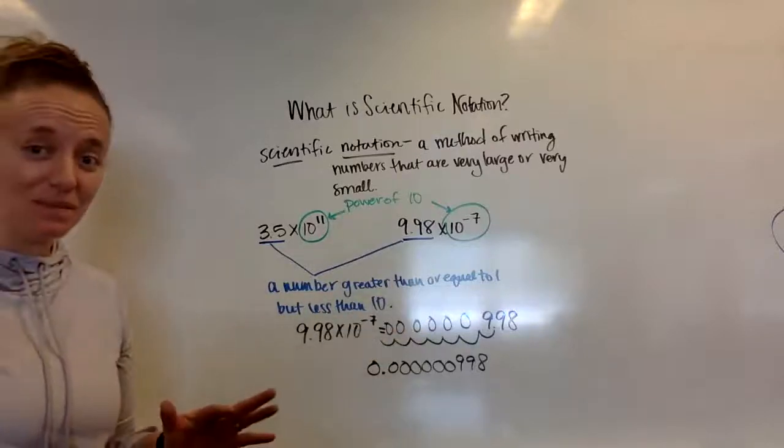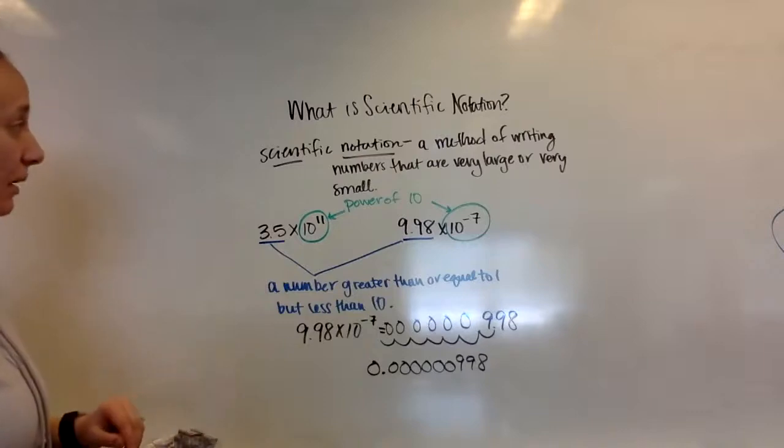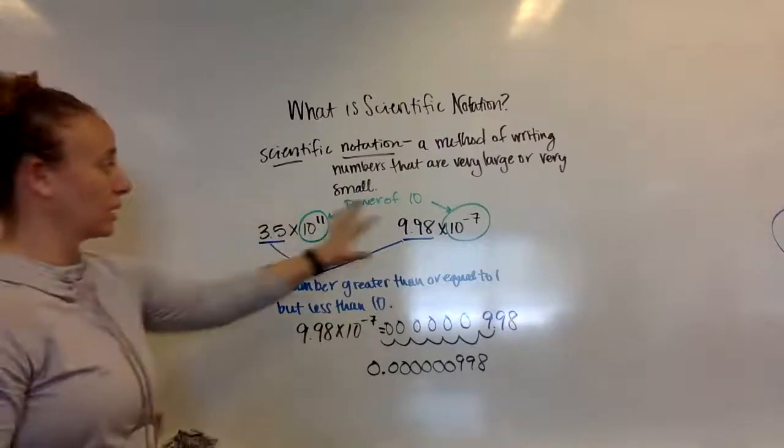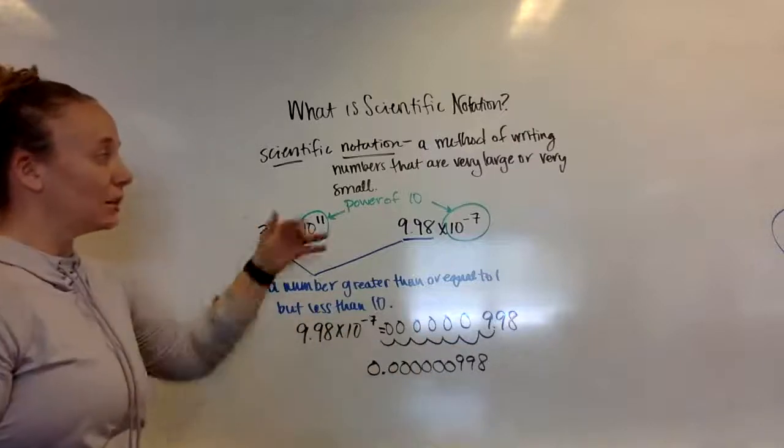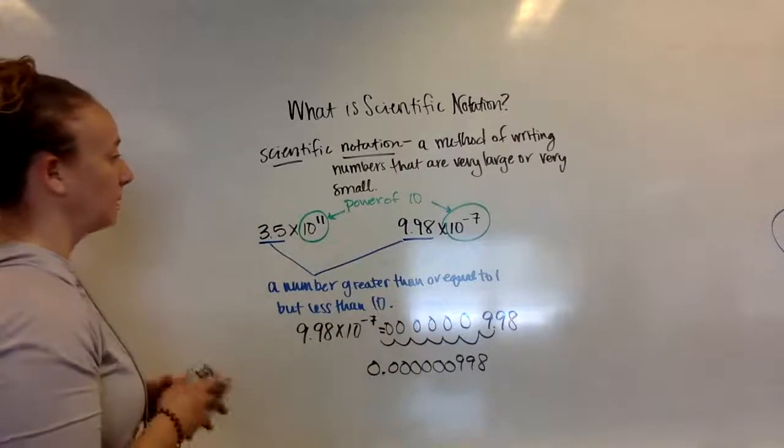So yeah, big numbers, small numbers. Scientific notation is looking at how to write these super tiny numbers or super big numbers in ways that we can actually manage them a little bit better.